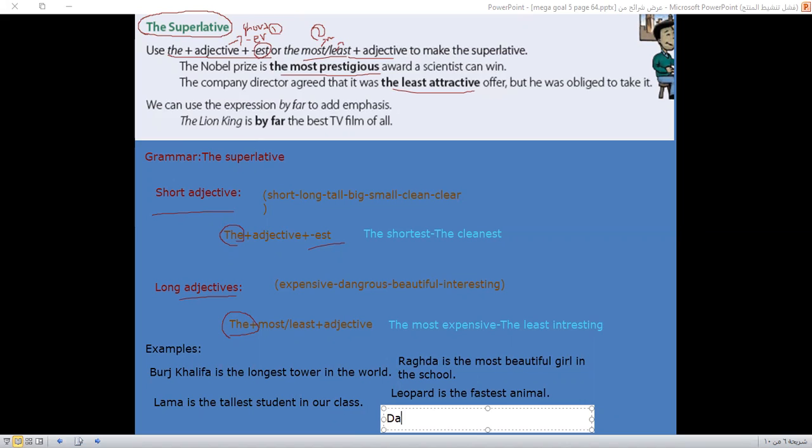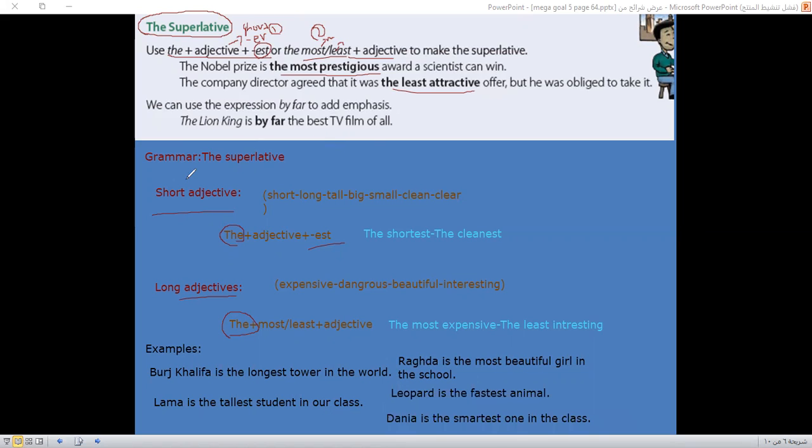Dania is the smartest one in the class. Nice. Dania is the smartest one in the class. Very good. Yes, she is. All of you are smart, mashallah. Very good. Okay, so I think it's very clear.